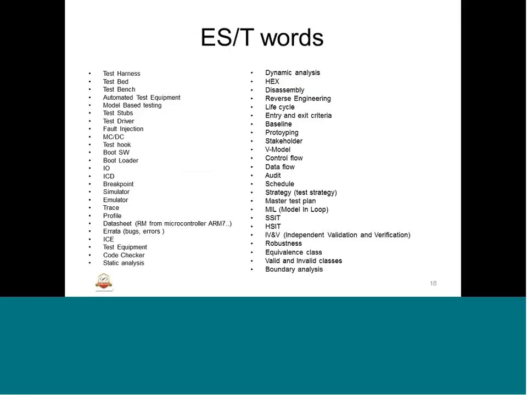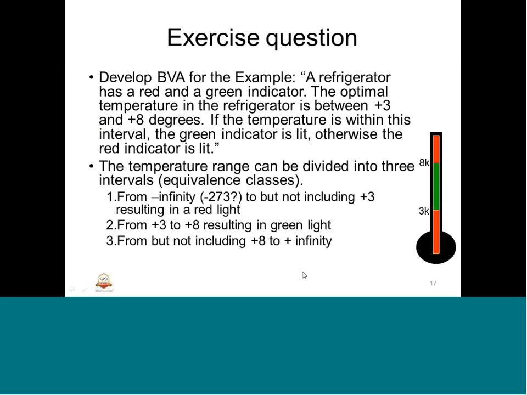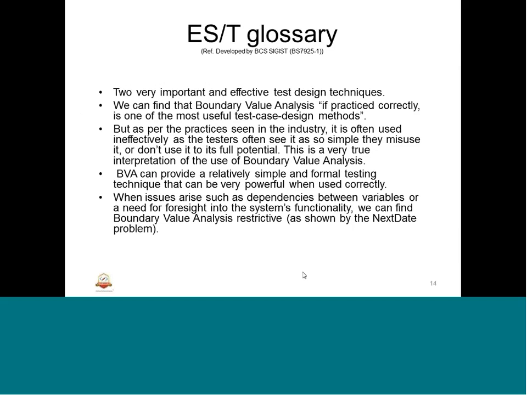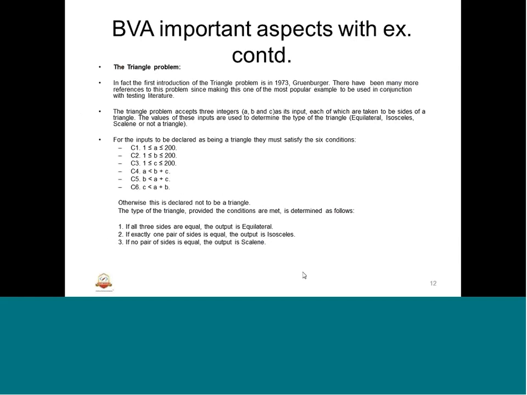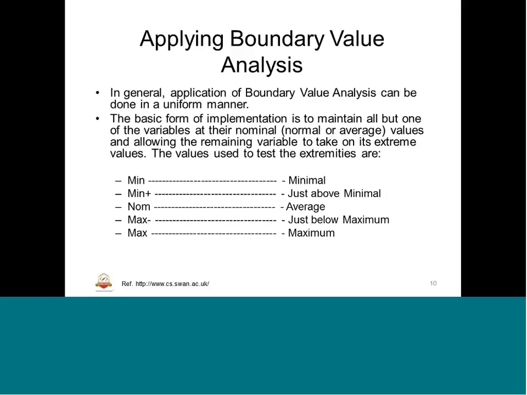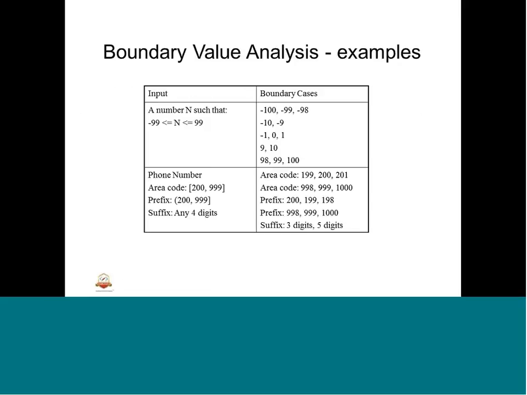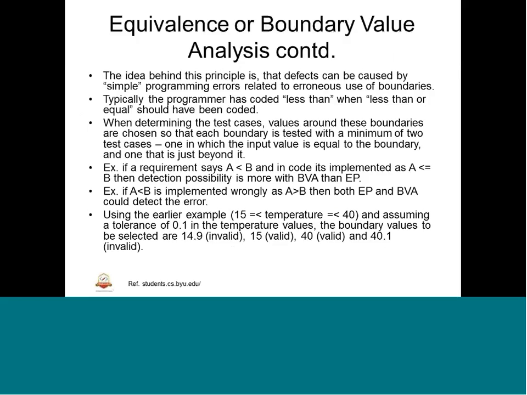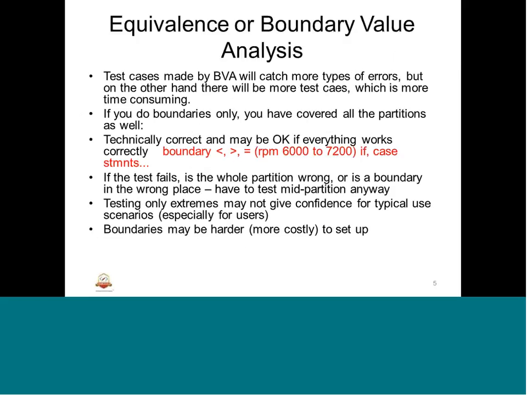Okay, so some of the embedded system testing words we will go through. We have defined all this in the previous sessions. We are going to have robustness, equivalence class, valid and invalid class, boundary analysis. Any new words we have learned today? We will see. Nominal, average, normal, we will add it.